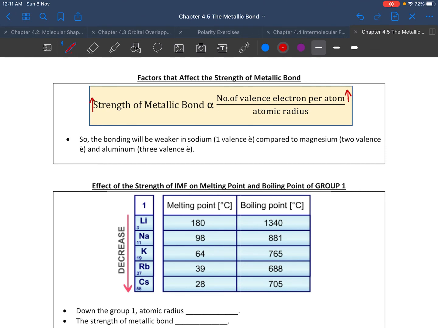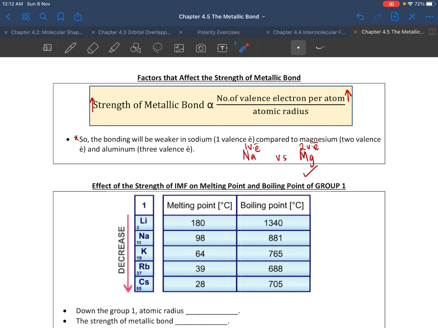So maksudnya kalaulah valence elektron atom tu tinggi ataupun banyak, maksudnya strength of metallic bond pun makin kuat. Okay, so untuk yang ini example yang paling mudah bawah ni lah. Okay, so if we want to compare the metallic bond of sodium with the metallic bond of magnesium, which one has the stronger metallic bond? The answer is magnesium. Okay, magnesium will have stronger metallic bonding compared to sodium. Sebab apa? Sebab magnesium ada 2 valence elektron, while sodium hanya ada 1 valence elektron. Okay, so lagi banyak valence elektron, lagi kuat dia punya metallic bonding.